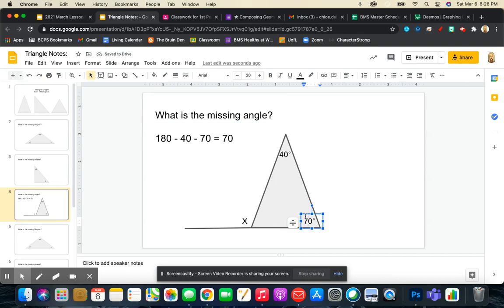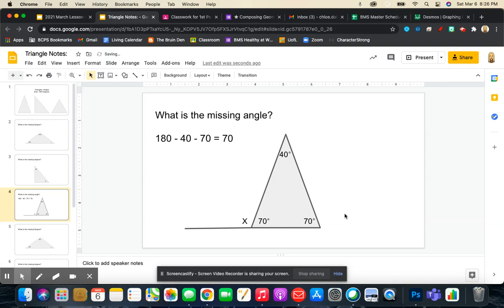So this, I'm going to copy this over. This interior angle right here is 70 degrees, but that is not what we are looking for in this case. We want to know what this outside angle is. That we need to kind of go back to last week.